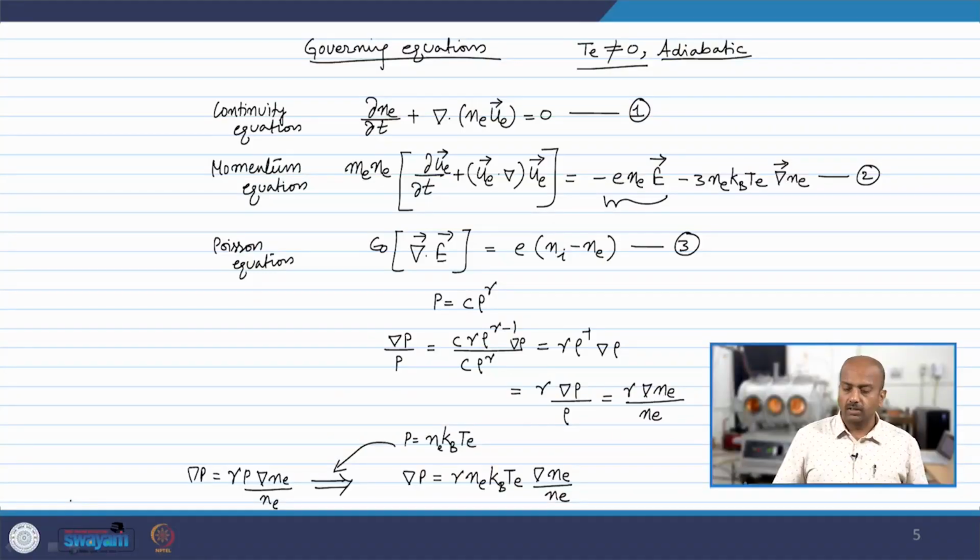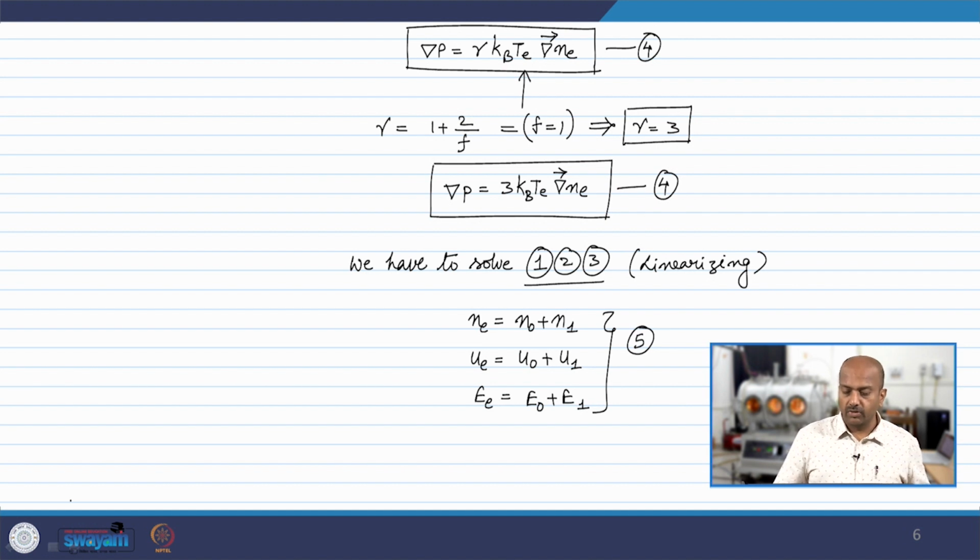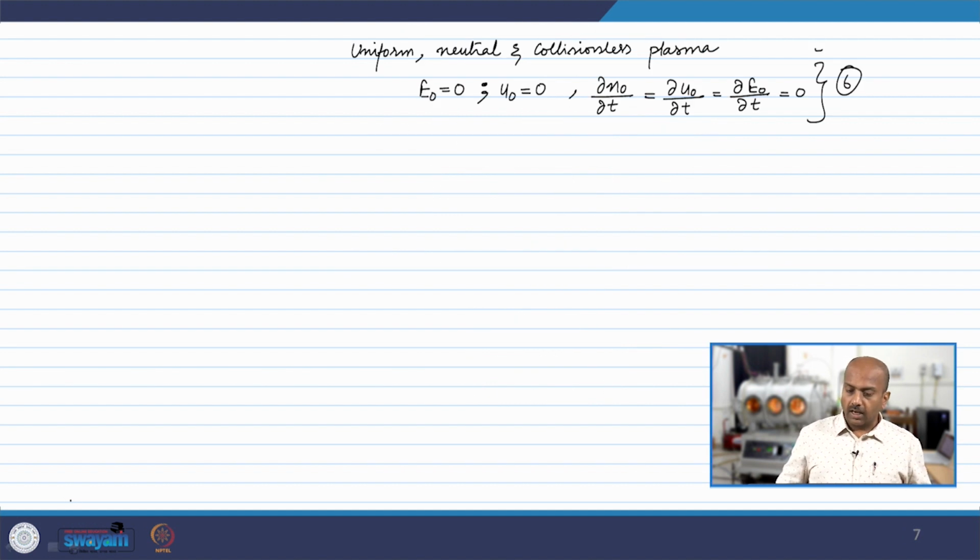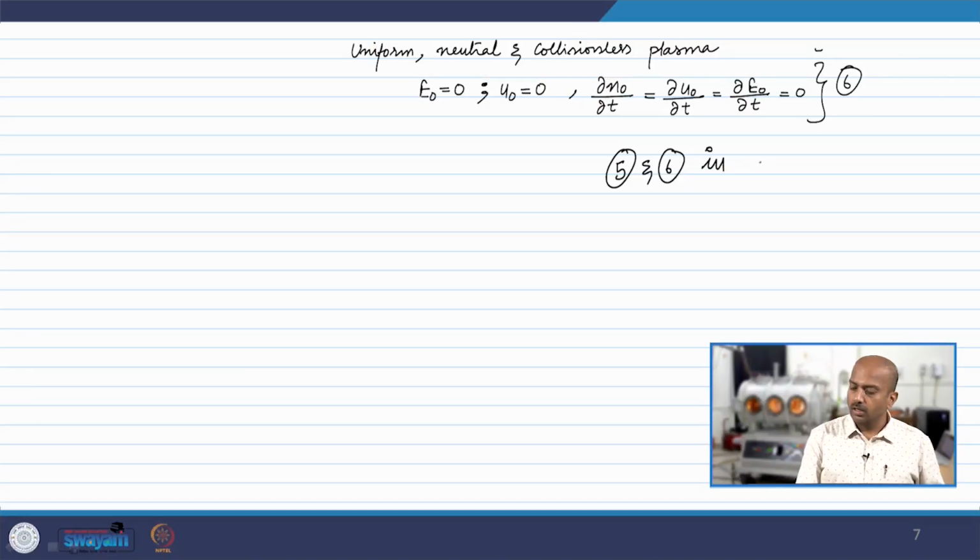Dear students, we will continue our discussion on electron plasma wave. We have derived this set of equations earlier, 1, 2 and 3, which are the governing equations, and we have defined the perturbed variables as equation number 5, and the conditions which govern the plasma motion are given in equation number 6. Now, we have to substitute equation numbers 5 and 6 in equations 1, 2 and 3.